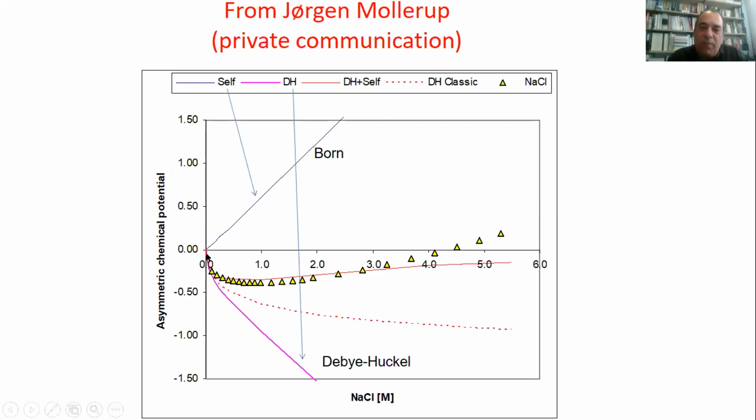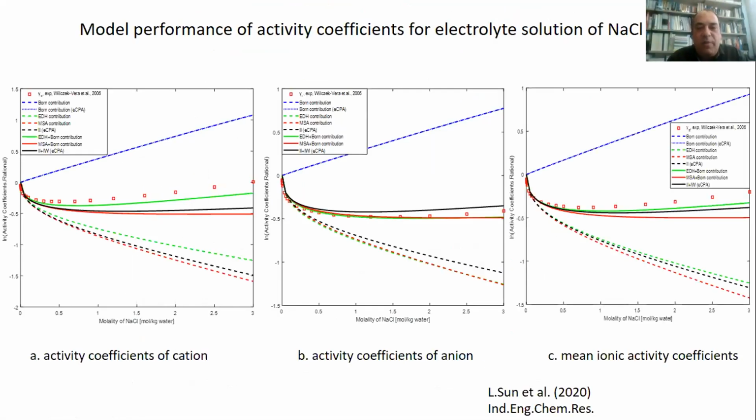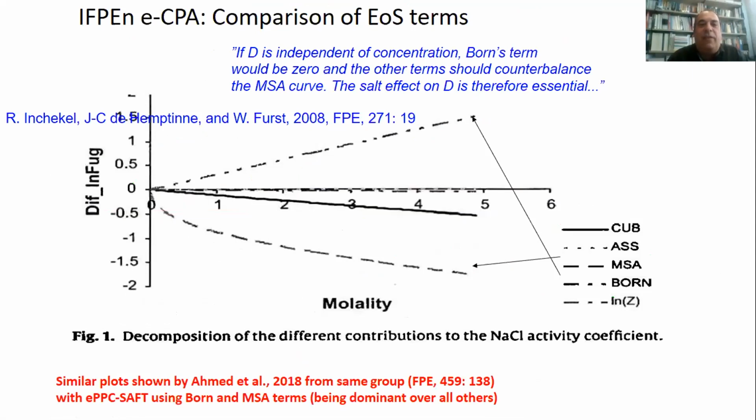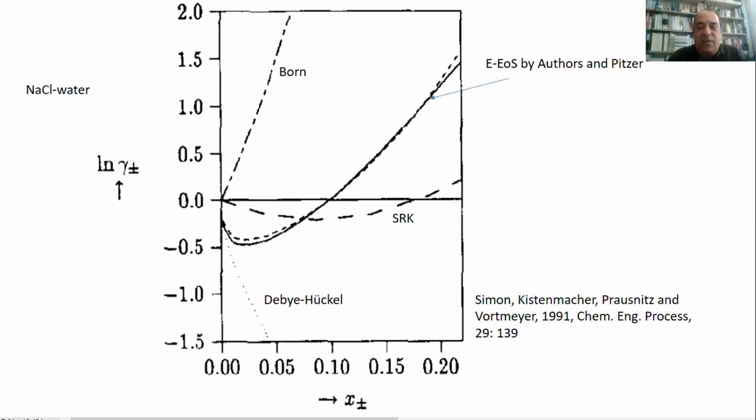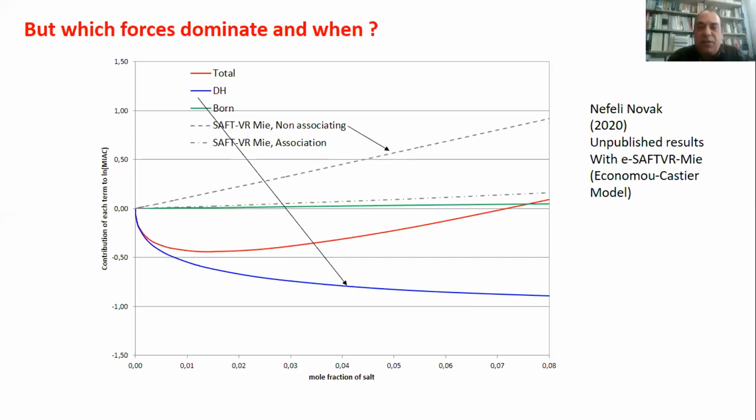Jan Mollerup very early showed me this plot that he has made with the Debye-Hückel and the Born term, using in both a composition-dependent dielectric constant. And this is a plot that you have seen with the Bromley model and generally in the presentation of Jean-Charles. So the Born goes up, the solvation forces, and the Debye-Hückel or the MSA goes down, sometimes close to linearly, the ionic effects. And we have seen that in so many models, in our work, in the work of IFP Energies Nouvelles, in the work by Prausnitz, with equations of state, activity coefficient models, recently by Christof Held and his group, and one tends to believe that's the truth.